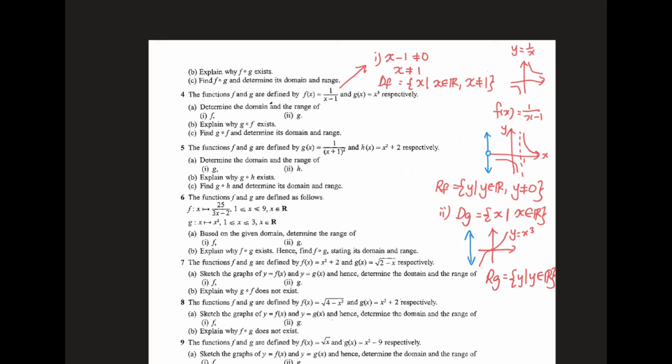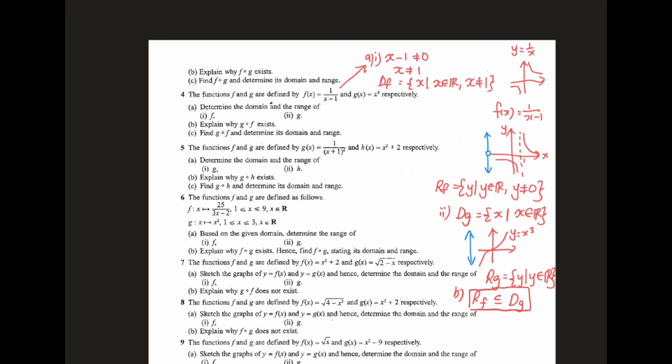okay, let's move on. We look at 4b. Explain why gf exists. So remember, the condition to make the composite function is that the range of the first function, which is range of f, our first function is function f, the range of f must be a subset of or equal to the domain of the second function. This is the condition. I put it in the box first.